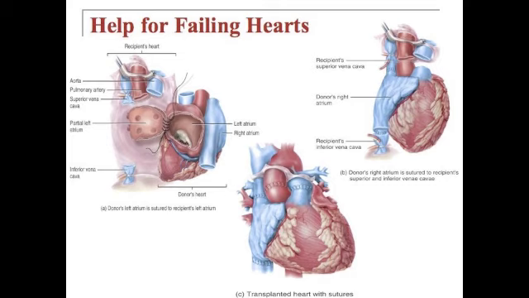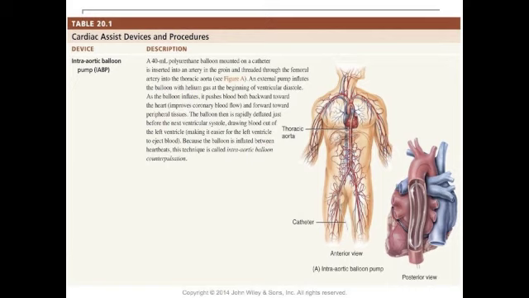So this is figure 20.18 on page 757. And we're going to talk about helping failing hearts. So cardiac transplantation is the replacement of a severely damaged heart with a normal heart from a brain dead or recently deceased donor. So this is table 20.1 beginning on page 758. So this talks about cardiac assist devices and procedures. And as I usually do, I'm going to let you go through this table on your own time. So please make sure you read through this table.